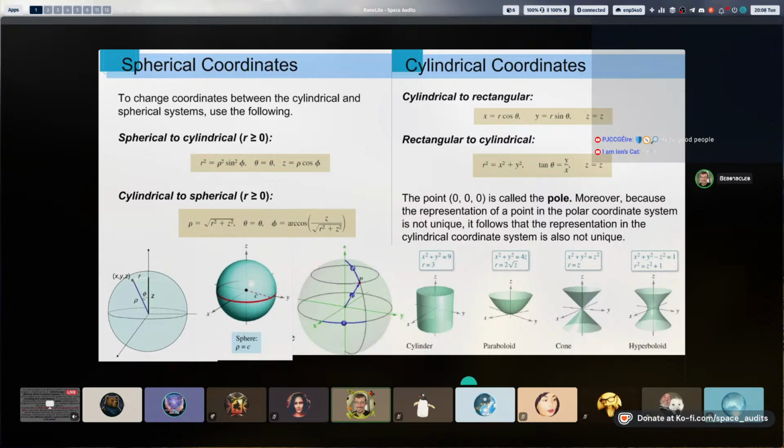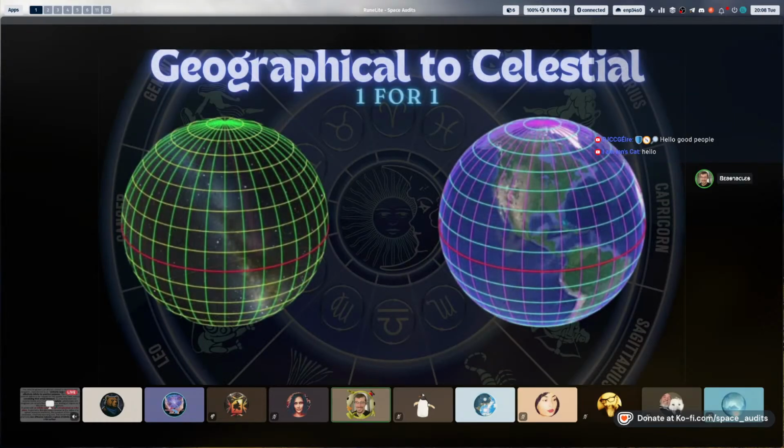Can I ask a question real quick? Yeah, absolutely. All right. So when it comes to the terrestrial and celestial sphere coordinate transforms, what exactly is it? Is it one transform to another? And if you're going to get to that, then I'll just wait.